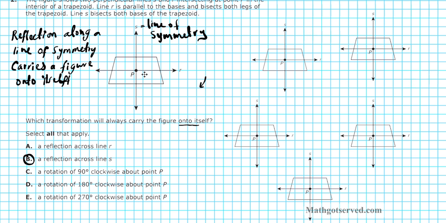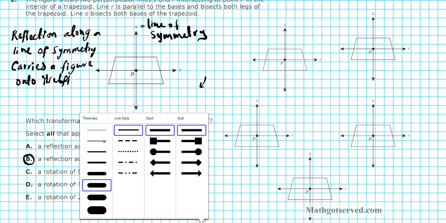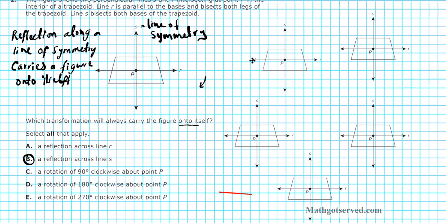Okay, so the first one is reflection along the line R. So we're reflecting along this line right here, line R. Let me highlight it. Let's make it slimmer. So reflection along this line, line R. Let's see what it's going to look like. So this is line R right here.